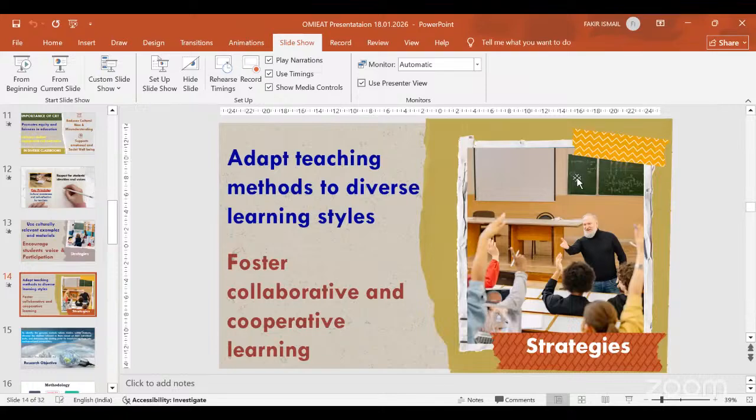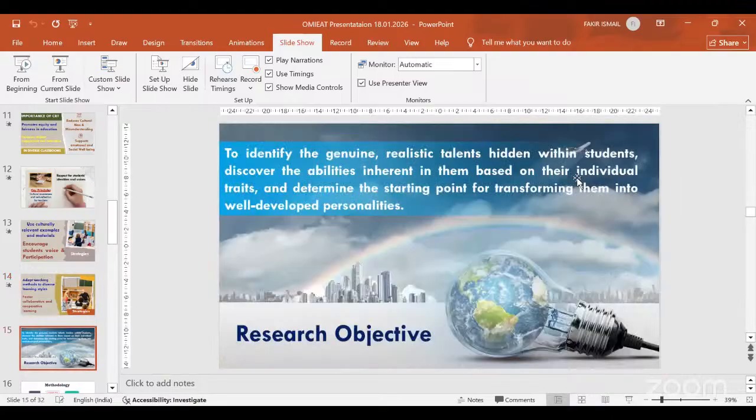Based on CRT, I did research in my classroom. My research objective is how CRT works. So this is the major question: how does CRT work in today's classroom?